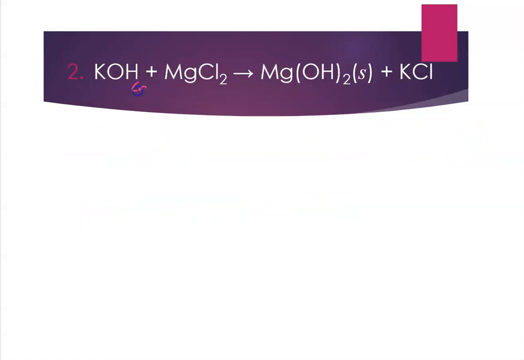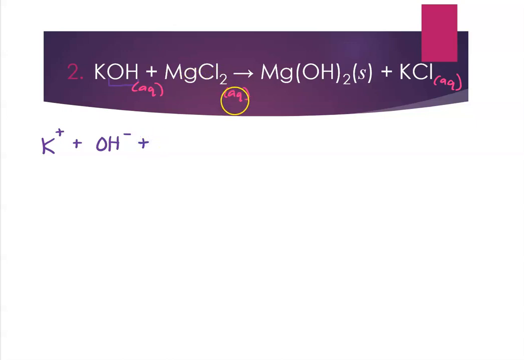Here, there's nothing behind here, so this is aqueous. Nothing behind here, so that's also aqueous, and nothing behind here, so that's also aqueous. All right, so now let's separate. So K is in group 1, it's a +1. I can only have 2 parts, which means that the OH has to be together. So I look on the back of my periodic table, and I see that OH is a -1 charge.